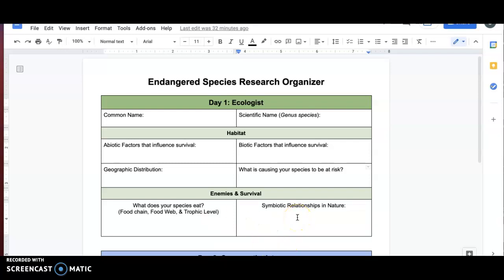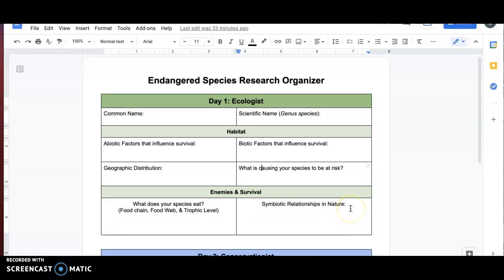Symbiotic relationships in nature. Does it have one? Is it a mutualistic relationship? Or is it a predator-prey relationship, or one of those that connects with that organism? We're tying everything we've talked about in the last few weeks all together into this culminating activity. You're going to do both day one and day two. I'm going to have you do both of that, and this will connect with what we do tomorrow for your Real World Wednesday assignment.